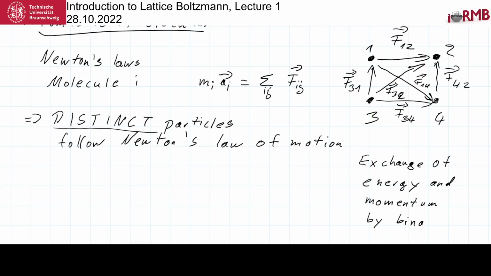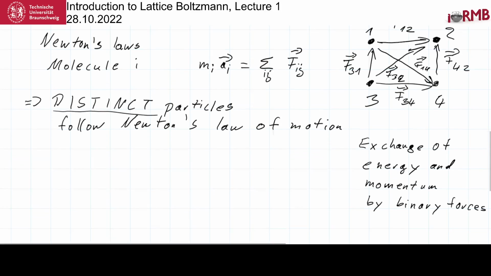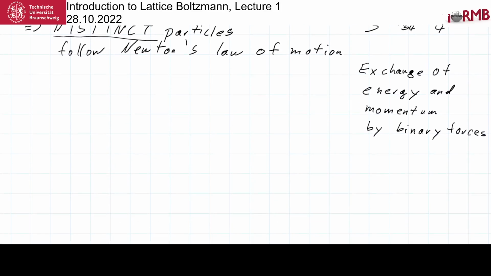And they are doing this by binary forces. So interaction always between 2 particles, not between several at the same time. So this is one way how you could imagine the world. Another way to imagine the world is the continuous picture. And this is usually described by the Navier-Stokes equation.